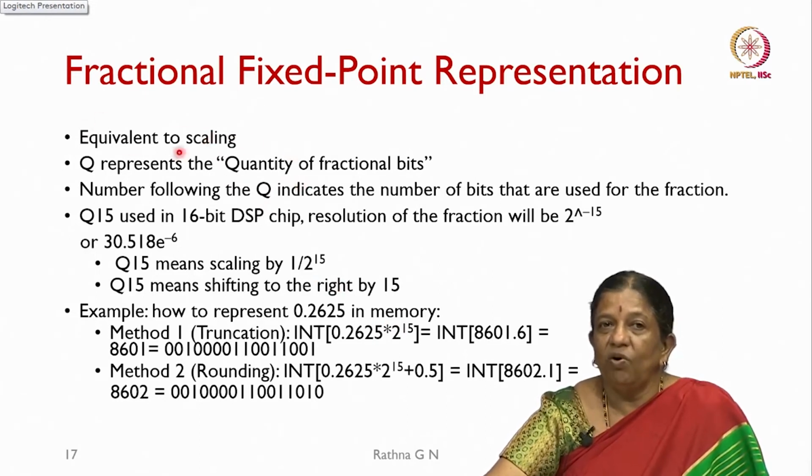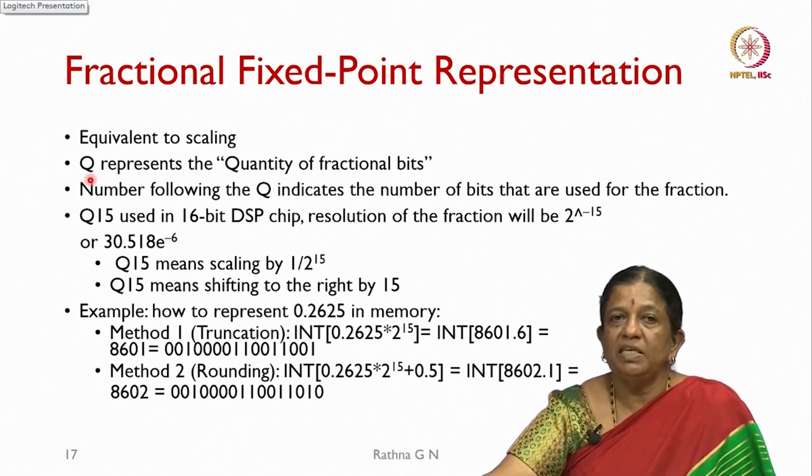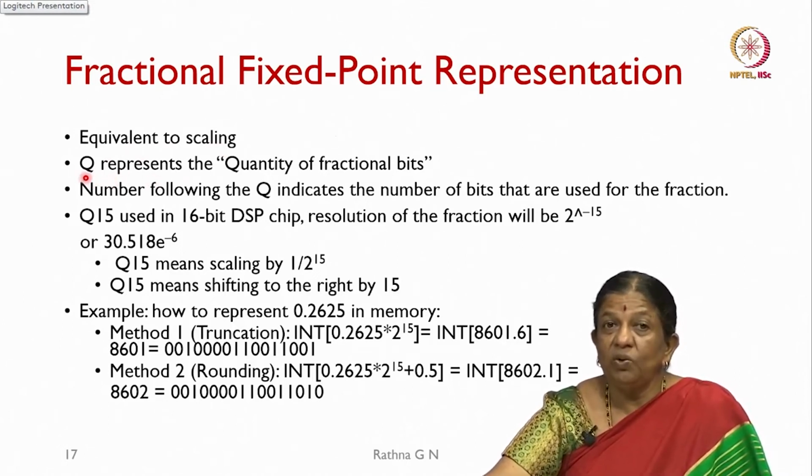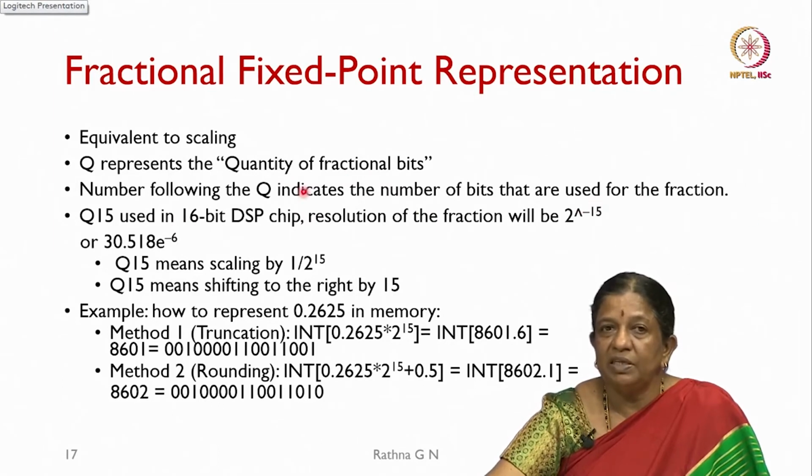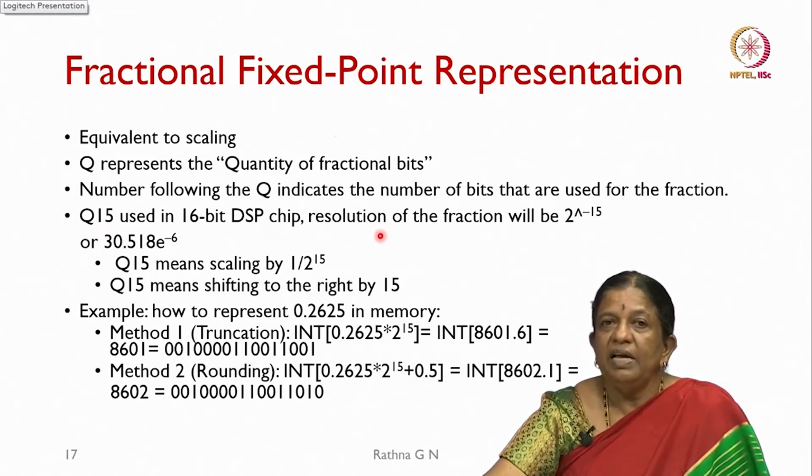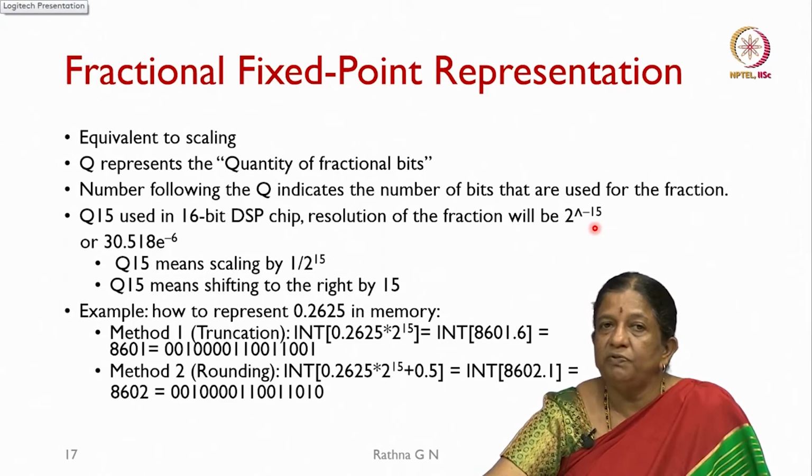So, that is the reason why we use the fractional fixed point representation. It is equivalent to scaling, and usually the fractional number representation is represented in Q format. What does Q represent? It is the quantity of fractional bits I will be using in my implementation. The number following the Q indicates the number of bits used for the fractional representation. As I represent Q15, I know it is a 16-bit DSP chip. Basically, the resolution of the fractional will be 2 to the power of minus 15.